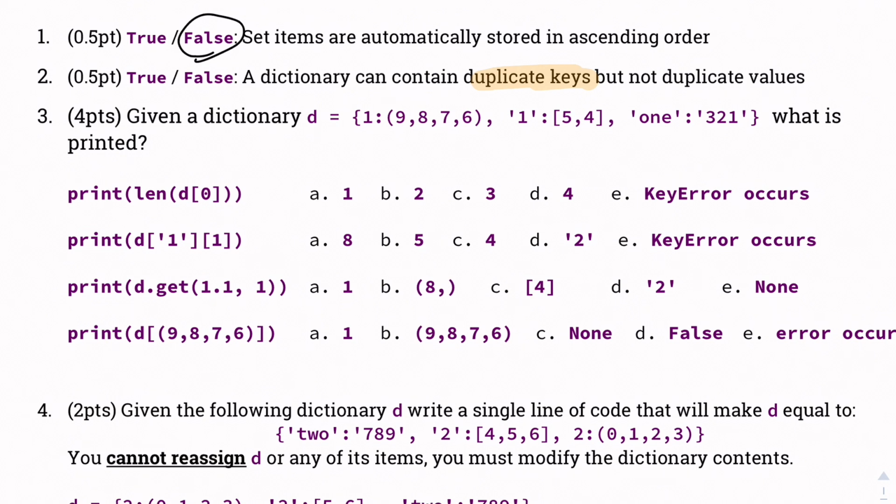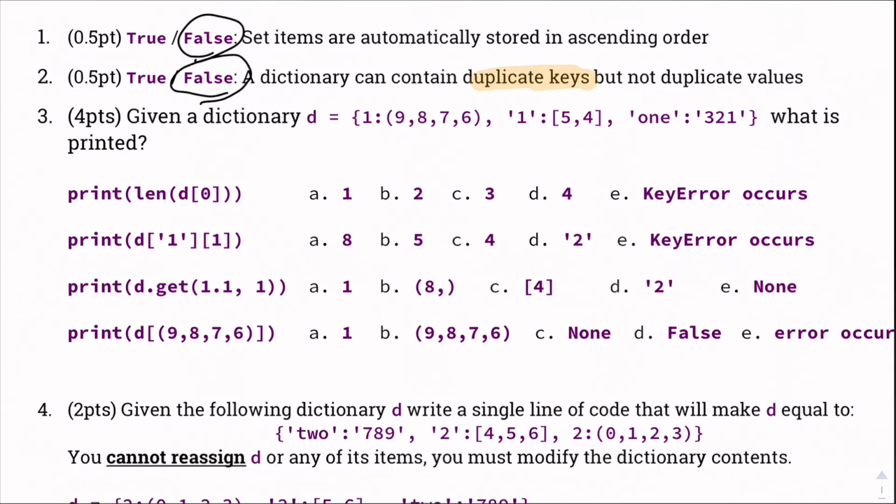You can't have two of the same value as a key. So duplicate keys are not allowed. Duplicate values, however, are perfectly fine. You can have multiple of the same value in a dictionary, and that will be just fine. That makes number 2 false. Dictionaries cannot contain multiple keys.